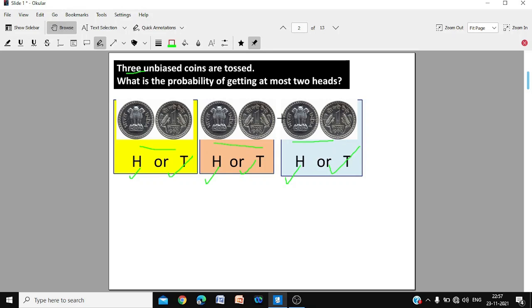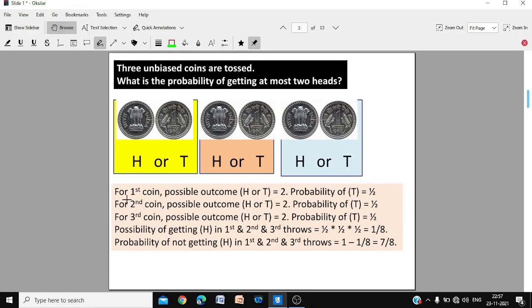So we want at most 2 heads, means 0 head is acceptable, 1 head is also acceptable, 2 heads acceptable, but 3 heads would not be accepted. So you should not get 3 heads. You may get 2 heads, you may get 1 head, or you may not get any head at all, but you should not get 3 heads.